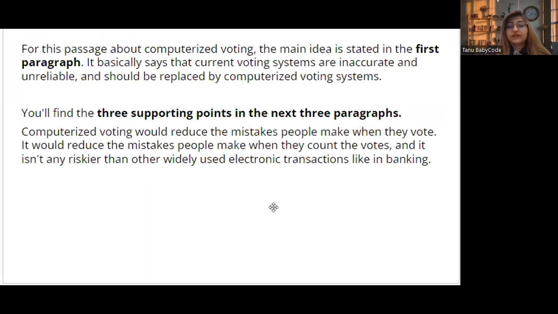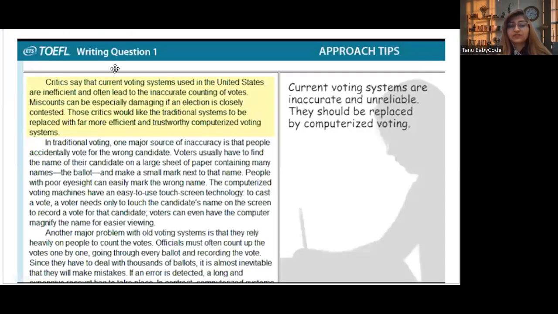Now here, this passage is about computerized voting. The main idea is stated in the first paragraph, and it says that current voting systems are inaccurate and unreliable and they should be replaced by a computerized voting system. See here, this is your first paragraph. It has the main idea. This is the main idea. And then you have supporting paragraphs.